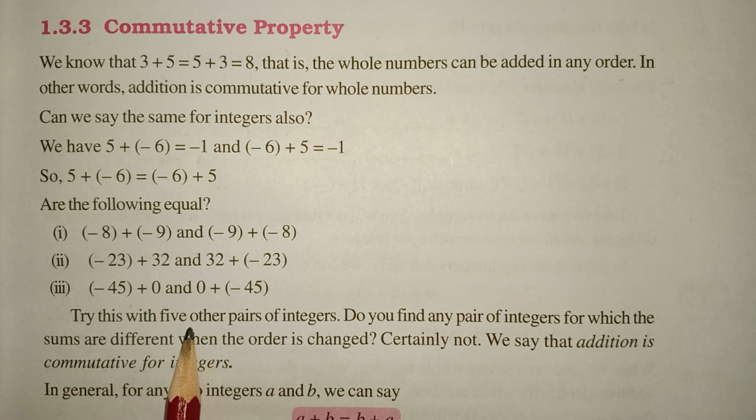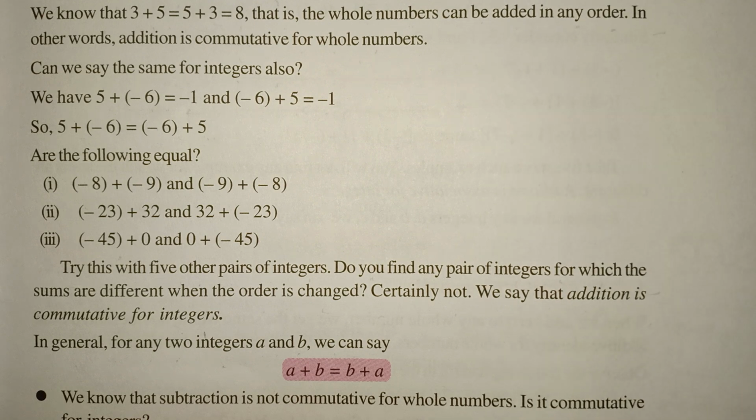Try this with 5 other pairs of integers. Do you find any pair of integers for which the sums are different when the order is changed? No, certainly not. We say that addition is commutative for integers. In general, for any two integers a and b, we can say a plus b is equal to b plus a.